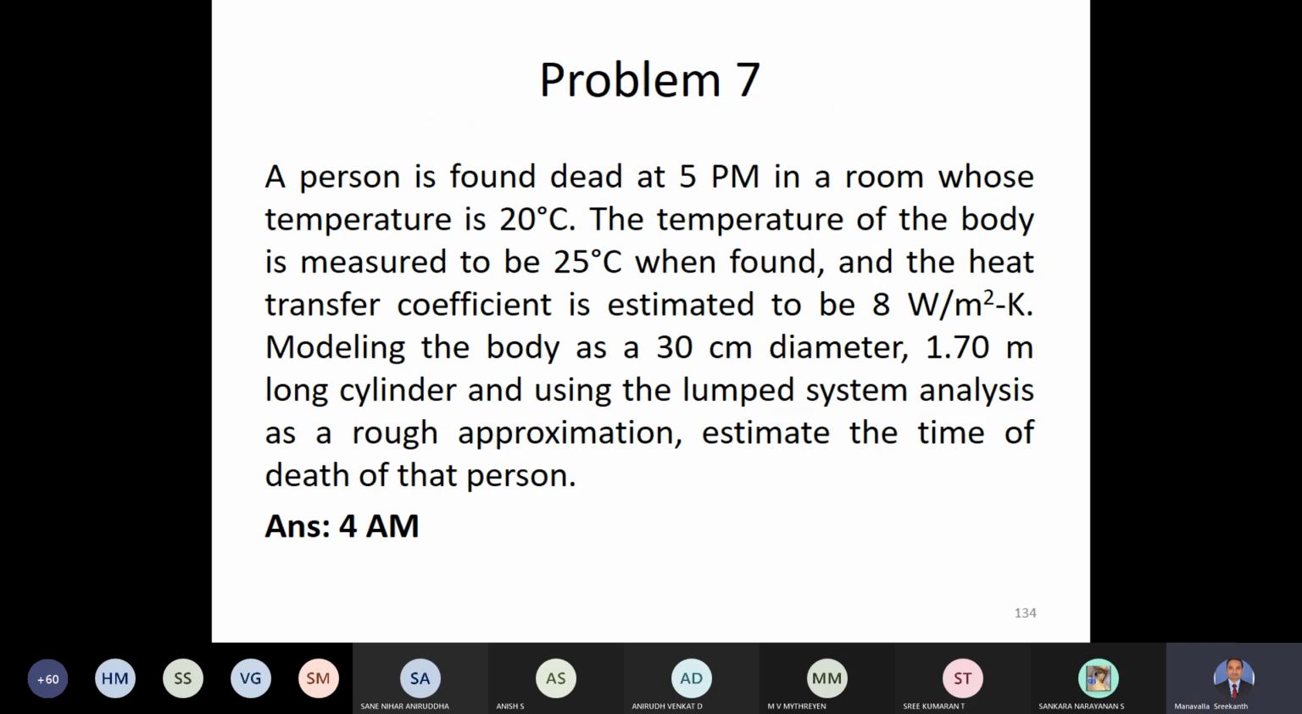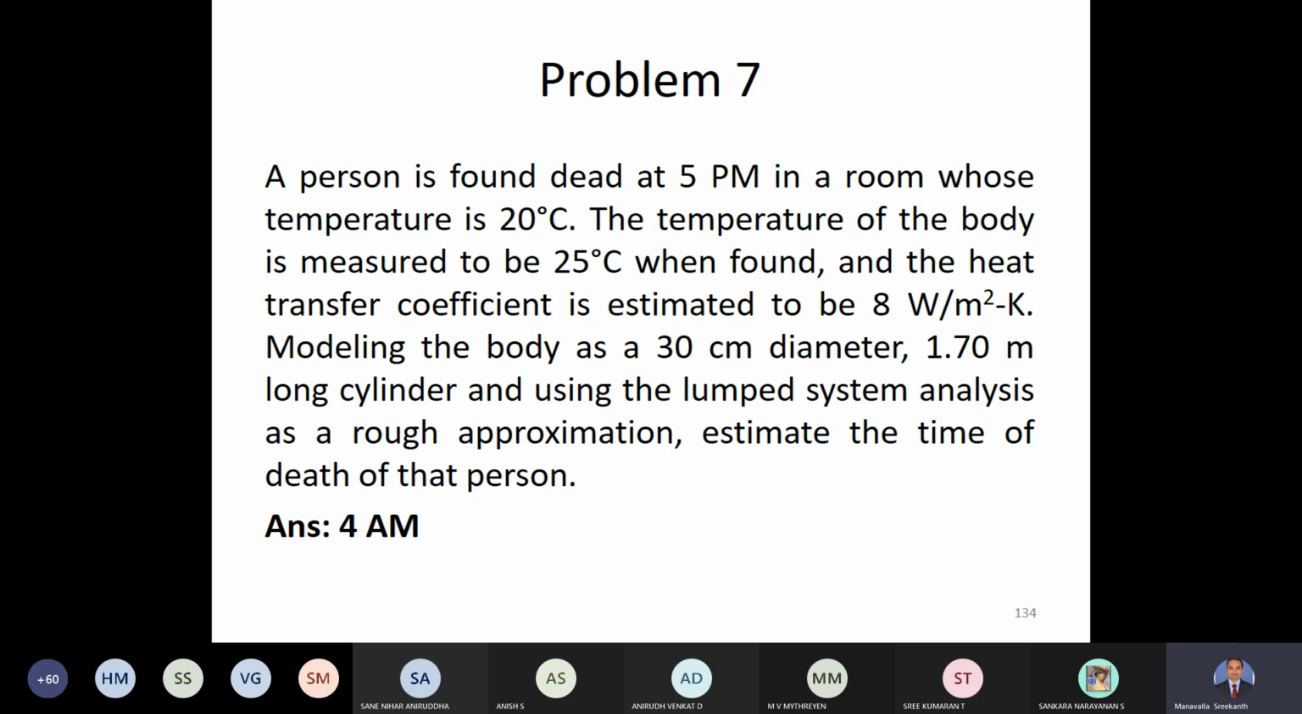Now we'll move on to the next problem. You see, this is an interesting problem. A person is found dead at 5 p.m. in a room whose temperature is 20 degrees Celsius. The temperature of the body is measured to be 25 degrees Celsius when found, and the heat transfer coefficient is estimated to be 8 watt per meter square Kelvin. Modeling the body as a 30 centimeter diameter, 1.7 meter long cylinder, and using the lump system analysis as a rough approximation, estimate the time of death of the person.